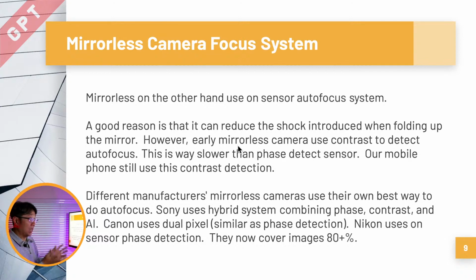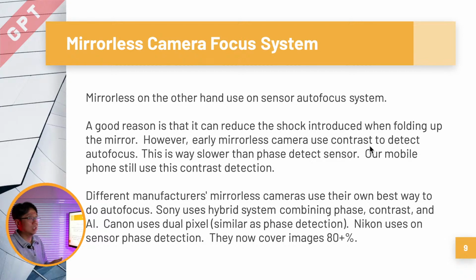For the early mirrorless camera, even my 70D, it has dual pixel focus already. I think it's the first generation or the second generation. They use another kind of autofocus. It's called dual pixel focus, but usually the early mirrorless cameras use what they call contrast detect autofocus. So let me give an example.